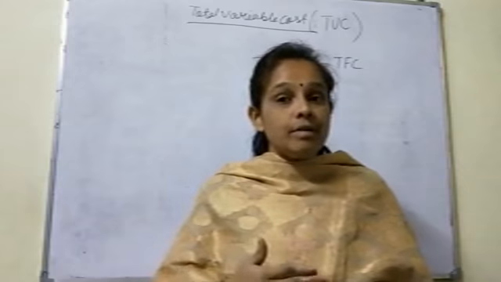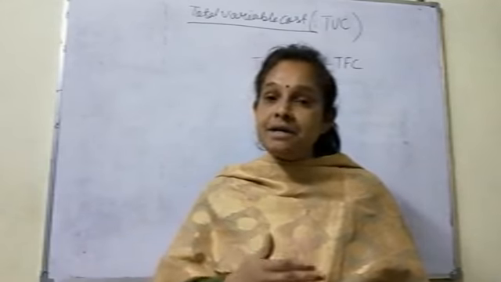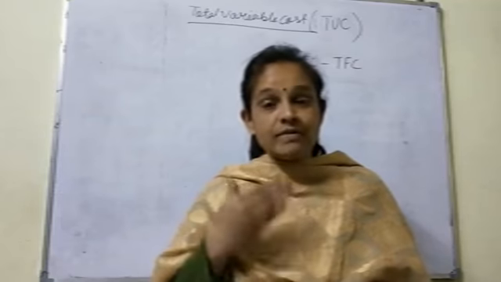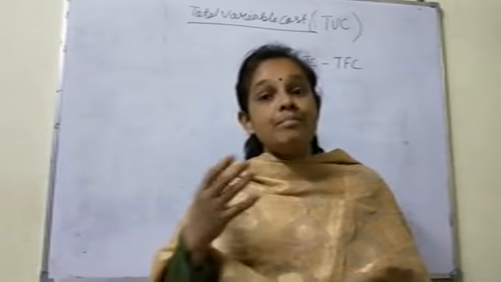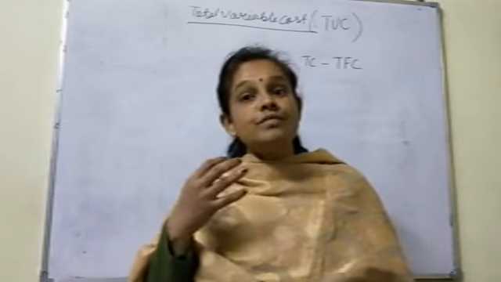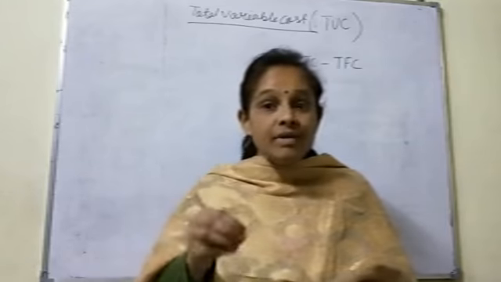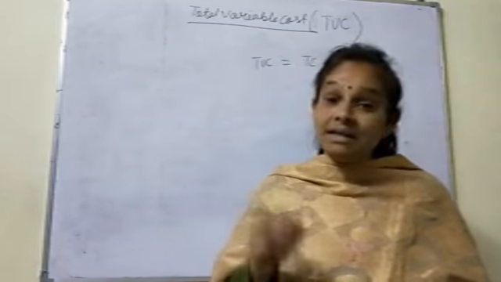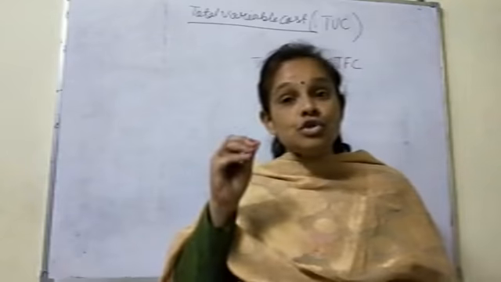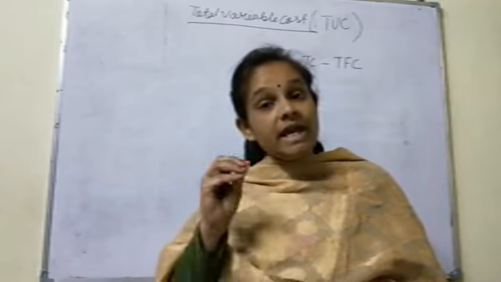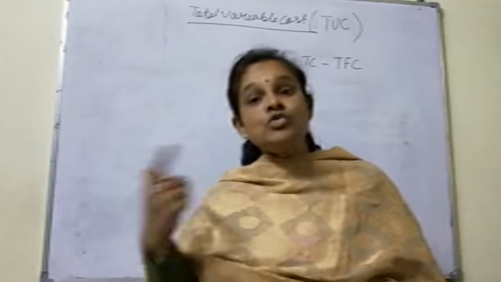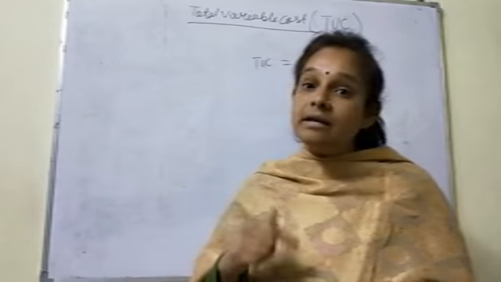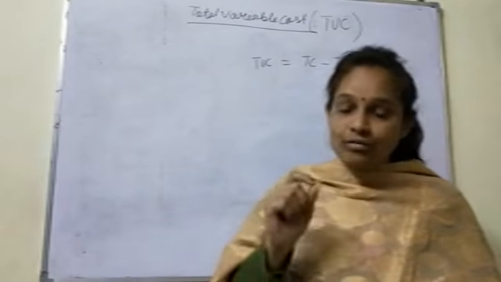In the law of variable proportion, we have studied the variation in the output. When the producer applies more and more units of the variable factor on the given amount of the fixed factor, then the total output initially increases in increasing rate and eventually increases in decreasing rate. Is it clear?